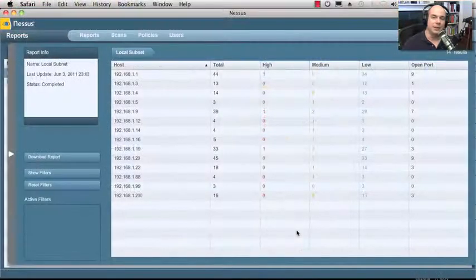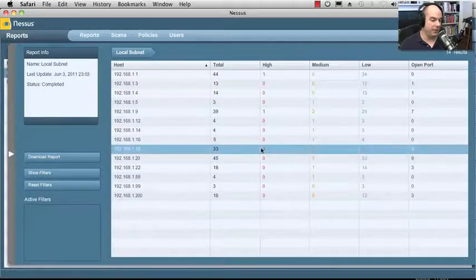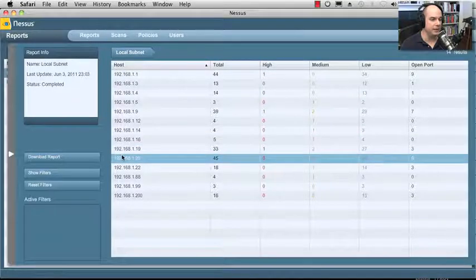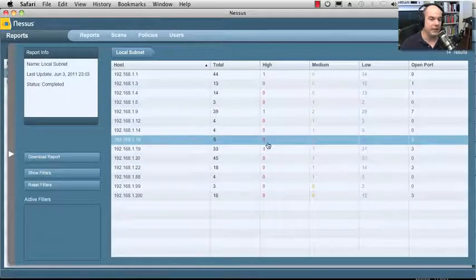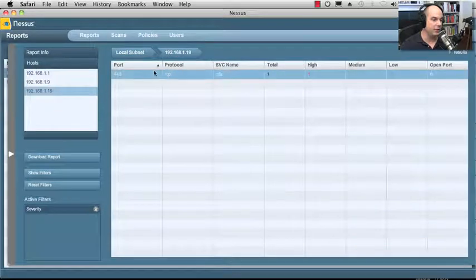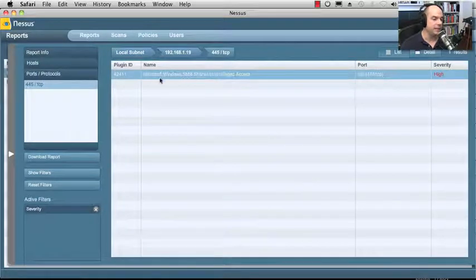One of the surprising things on my network was a Windows system that I was not expecting to see with a vulnerability of high listed here, my 192.168.1.19. And if I drill down into that and look at the vulnerabilities associated with it, it says this was a Microsoft Windows SMB shares unprivileged access, and it's certainly set to a severity of high. That doesn't sound very good.